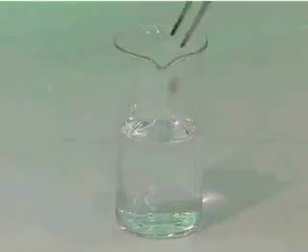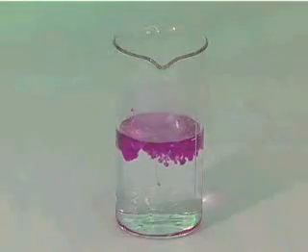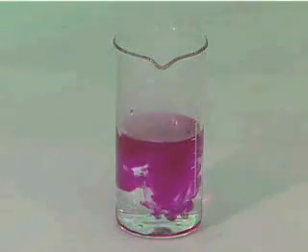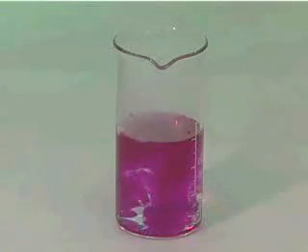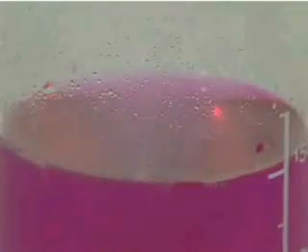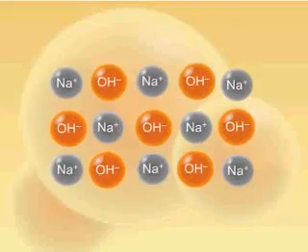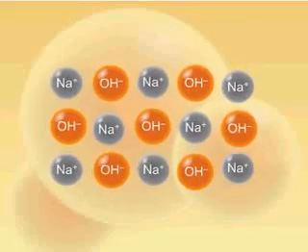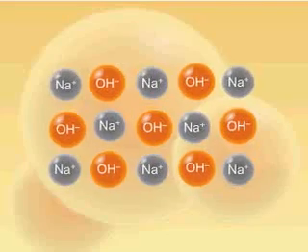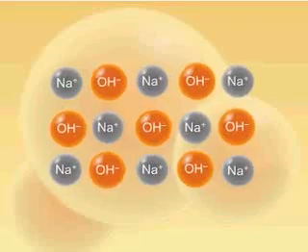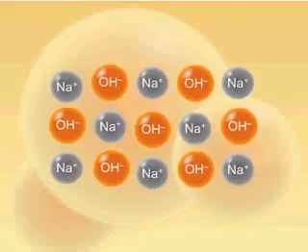Since sodium hydroxide is an ionic compound, it undergoes complete dissociation in water. As a result, its solution is strongly alkaline and turns phenolphthalein red. The hydroxides of group 1 metals are strong bases. Their crystals have an ionic structure consisting of metal cations and hydroxide anions.